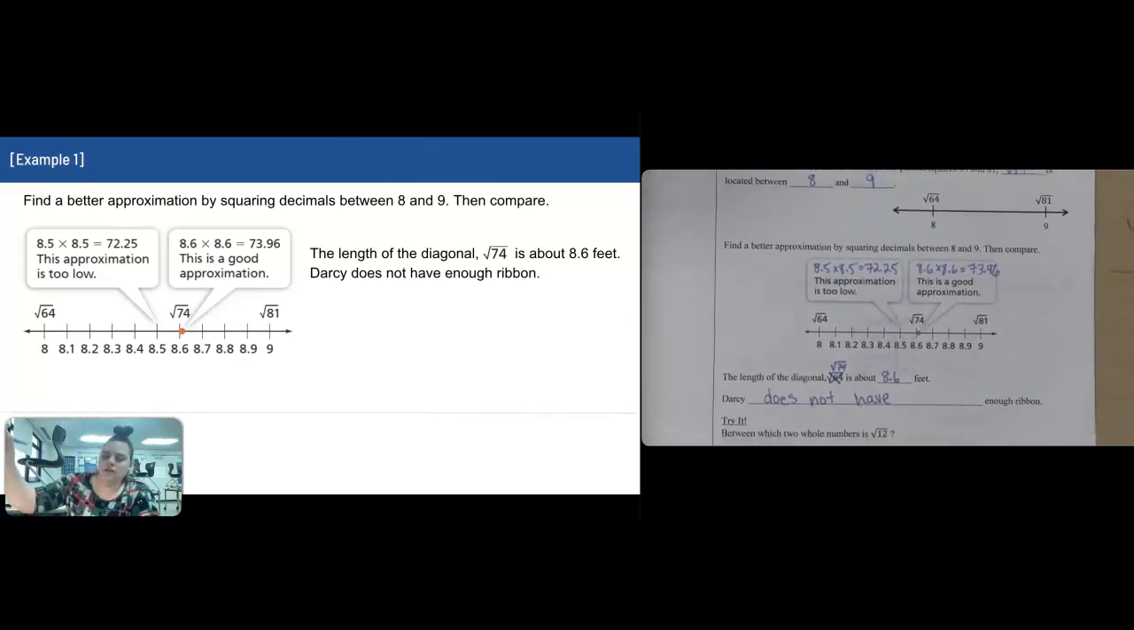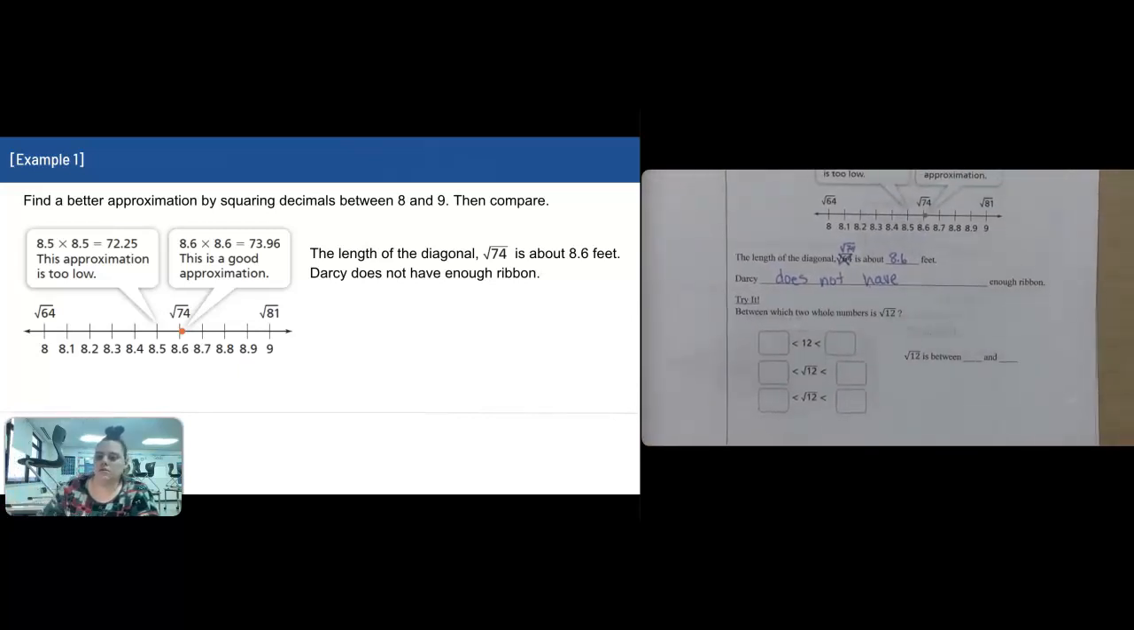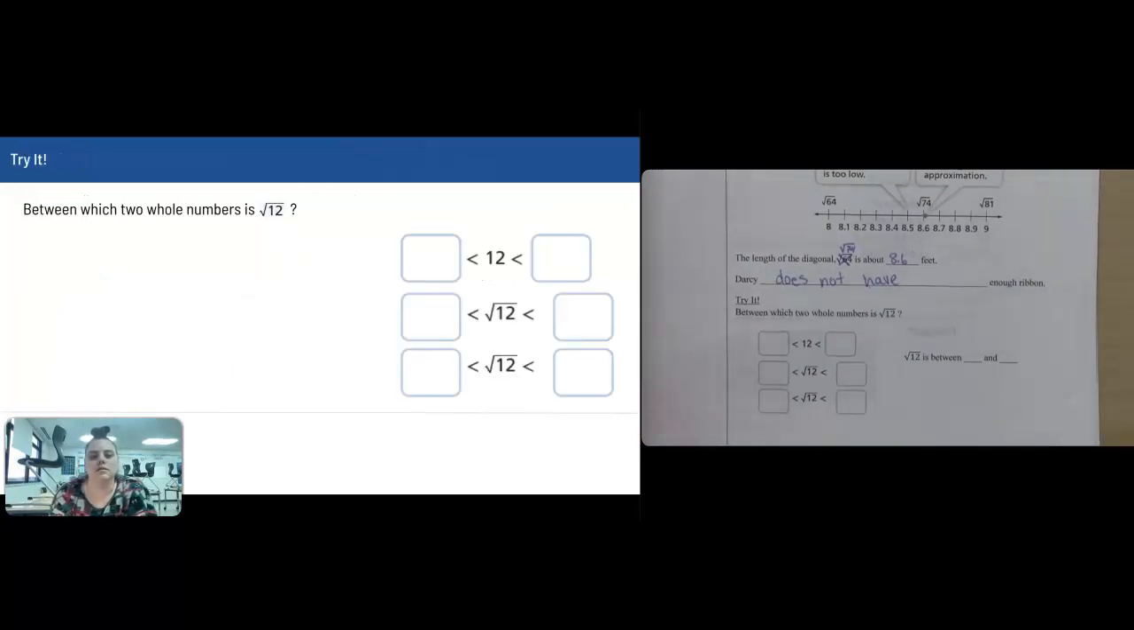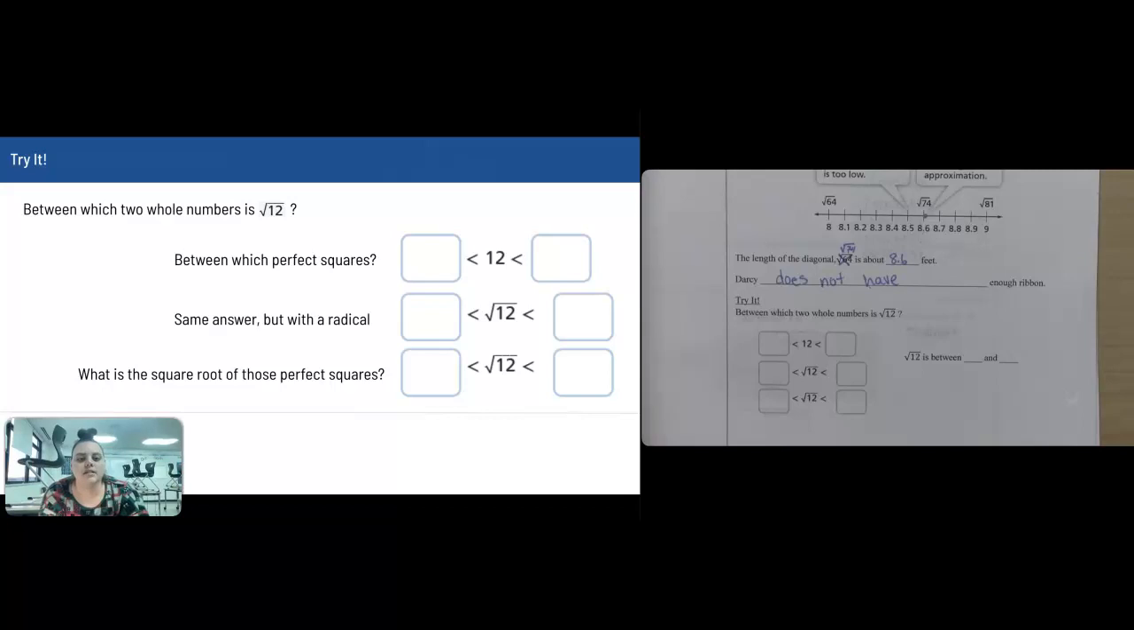You try comparing the square root of 12. Between which two perfect squares would 12 be? Then, same answer but with a radical, so put a radical over it, and use that to determine the square root of those perfect squares to see between which two consecutive whole numbers this is. Try it on your own and then see the answer.